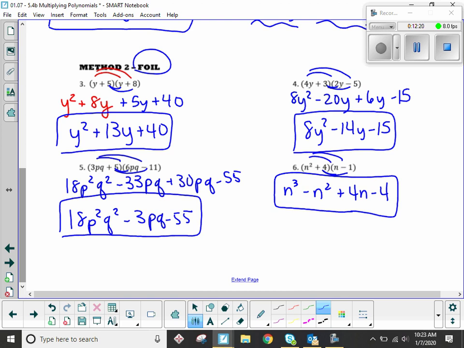Tell me if you feel like I made a mistake anywhere, or if you have the same things as me. On 4, I have 8y squared minus 14y minus 15. Are we agreed? On 5, it says 18p squared q squared minus 3p cubed minus 55. Agreed? And then 6n cubed minus n squared plus 4n minus 4. Yeah? How come we didn't combine anything there? They all have different exponents, right?